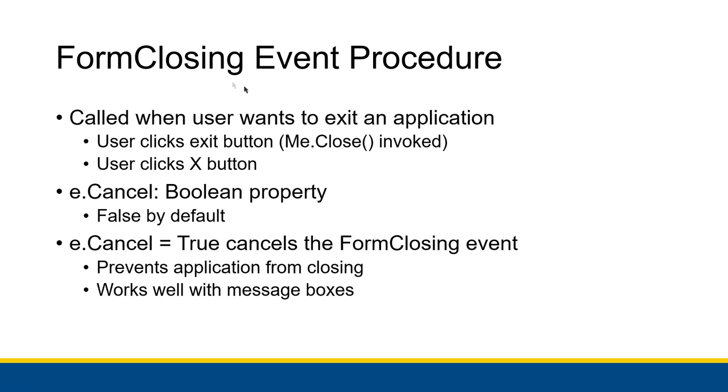All right, so a brief recap on the form closing event procedure. The event procedure itself is called when the user wants to exit, whether that's through me.close or by clicking the X button. E.cancel is a Boolean property, false by default. You set it to true to cancel the form closing event, which means that the application doesn't actually close. Works great with message boxes. Use this knowledge wisely, because you could make an application that is impossible to actually close, and you can even make it frustrating, where you just put e.cancel equals true as the only thing inside of the form closing event procedure, and then the user would have no idea why the application isn't closing. Don't do that.